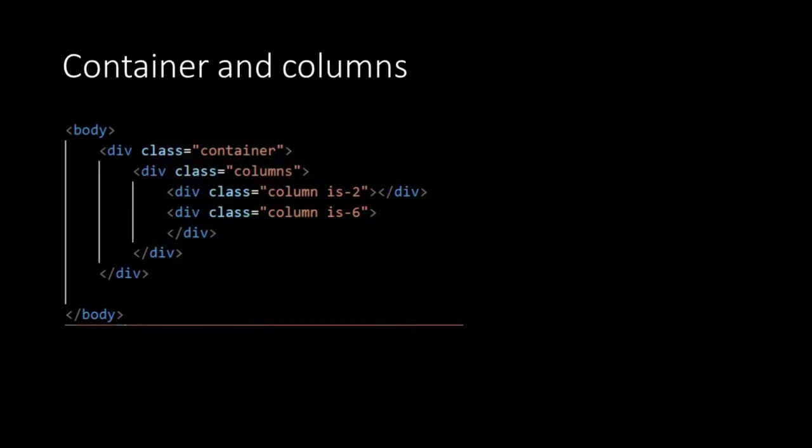So here we see the container. Nested inside the container is the columns class. Nested inside the columns class, it's like an array or a list, are our two individual columns. So the first one has a width of 2 and the second has a width of 6. And this is where we are going to create our virtual reality.